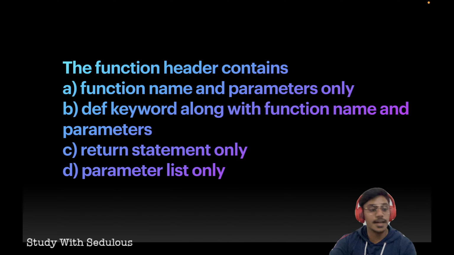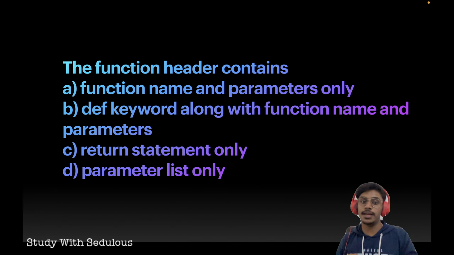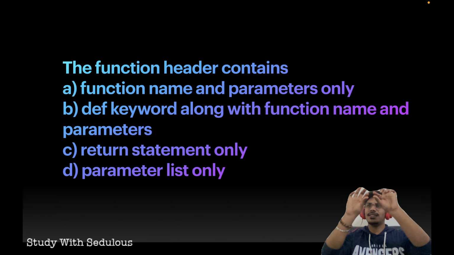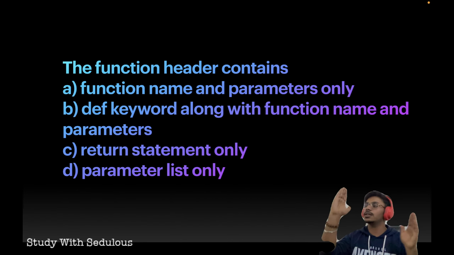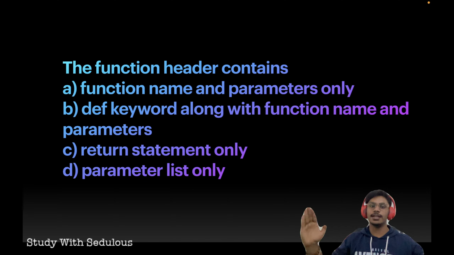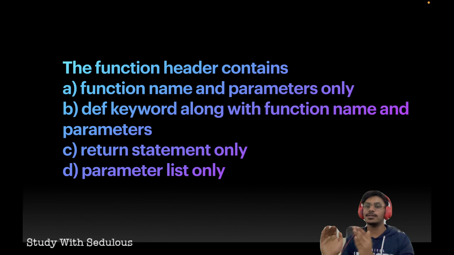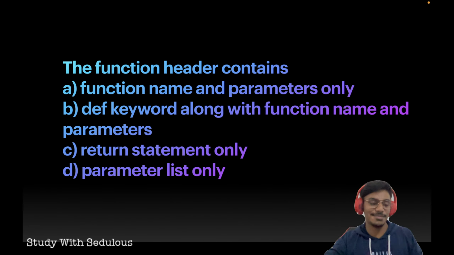Now, the function header contains: function name and parameters only, def keyword along with function name and parameter, return statement only, or parameter list only. What does the function header contain? A function header is the header, right? The first line that we write, def function of some parameter, then the colon. What all would be there? The def keyword would be there. Def, then function name, and then the parameters. That is the thing. So option B. Yes, correct. B.